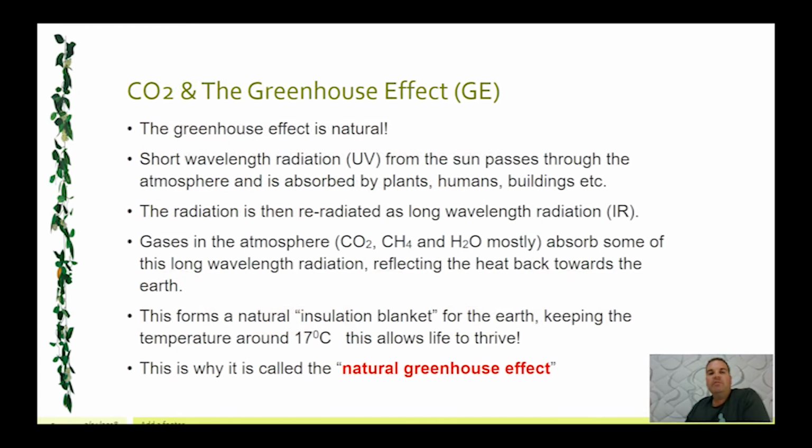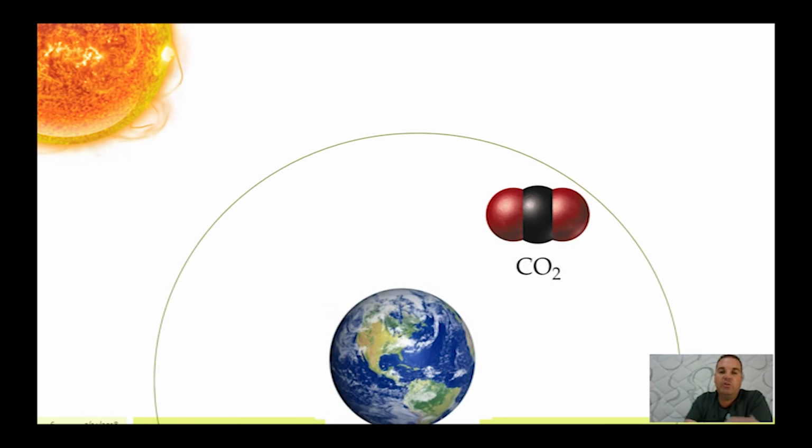So if we're talking about carbon dioxide and the greenhouse effect, the first thing you need to understand is the greenhouse effect is natural. You have short wavelength radiation from the sun passing through the atmosphere and absorbed by plants. Now we've got a bit of information there, but what I'm actually going to do on this slide is show you that. So I'm going to try and draw on here.